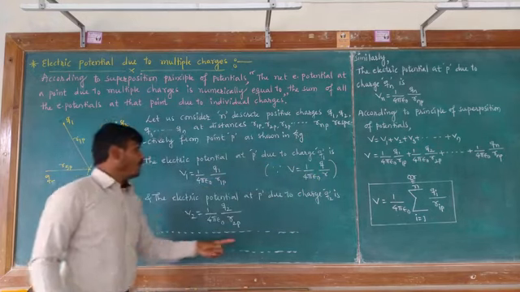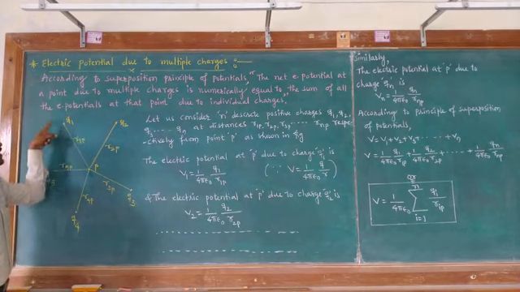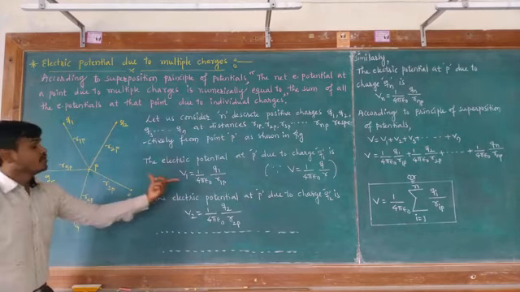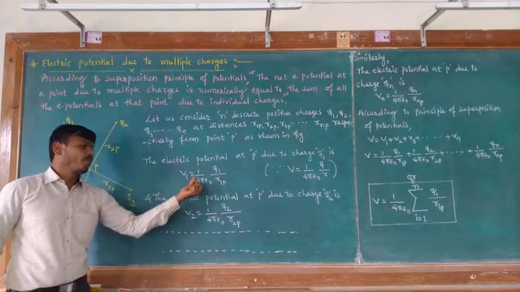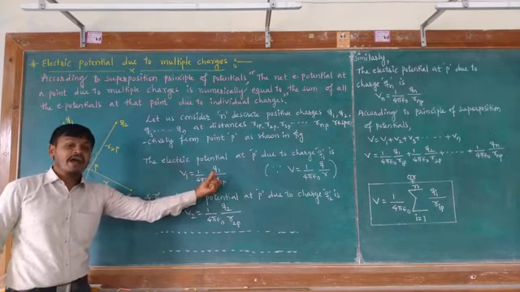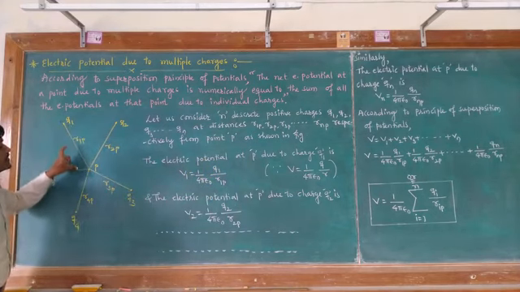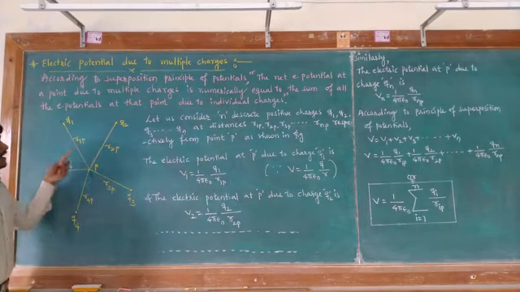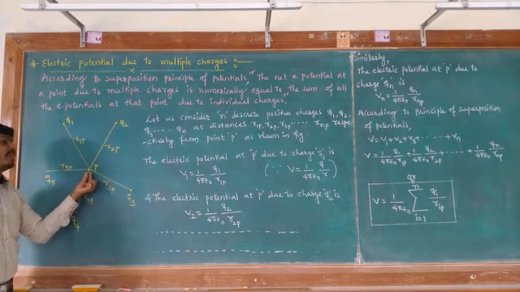With the help of it, what amount of electric potential is there at point P due to an isolated point charge Q1? That potential we can write directly using that equation: V1 is equal to 1 by 4 pi epsilon naught Q1 divided by R1p, where R1p is the distance at which the charge Q1 is apart from the point P. And Q1 is the charge used to calculate the electric potential at the point P.